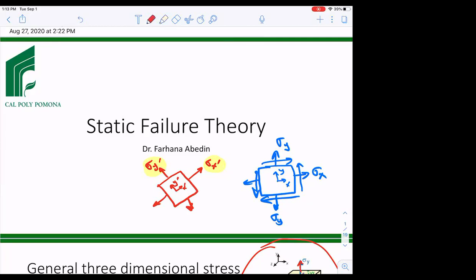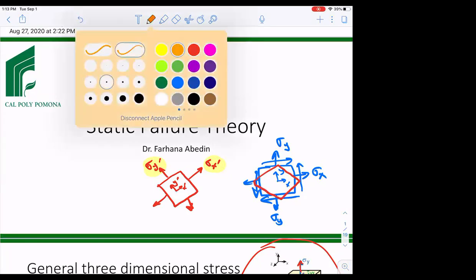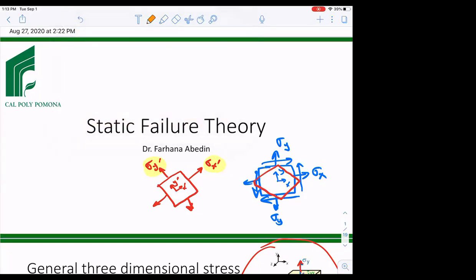Those are called our principal stresses. So if you recall my strength of materials class, what we have covered last, I think a lot of you took that class this spring. As you rotate the plane, the stress values for different directions change.